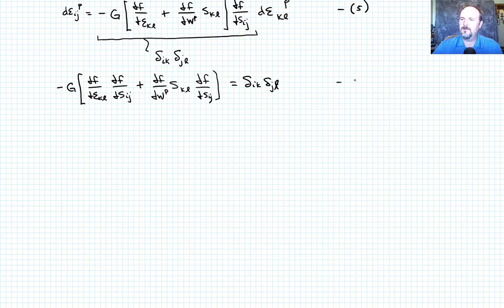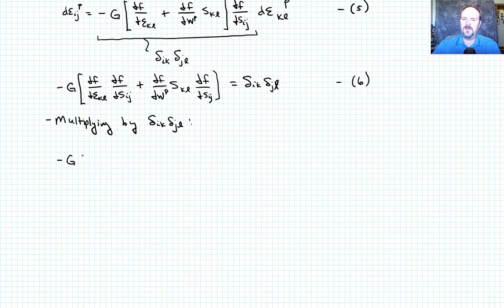Okay? So how do we solve now for this? We're trying to solve for the scalar hardening function since that's what we don't know. So how about we multiply by this quantity on the right? So multiplying by delta ik delta jl, we end up with negative g times delta ik delta jl. I'm going to write it all out right now.